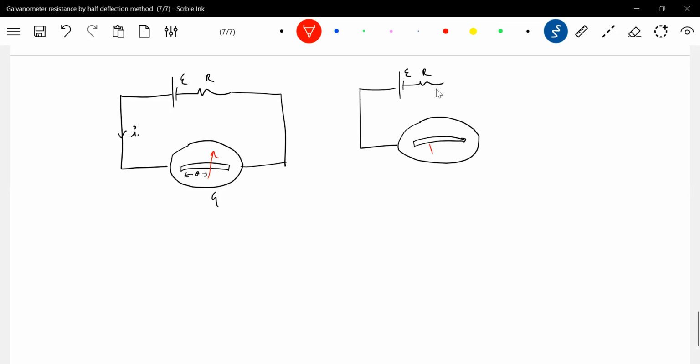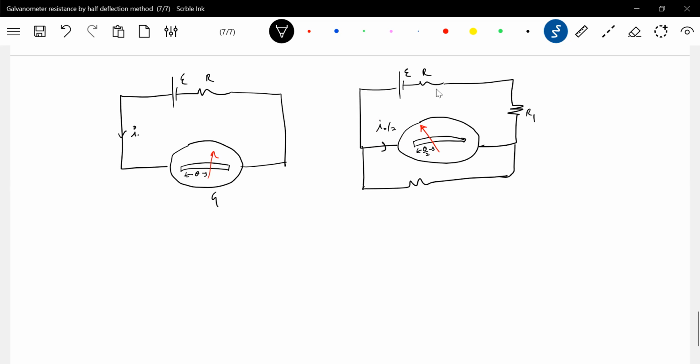Now I'm going to adjust this value in such a way that the deflection becomes theta by 2. So what is the current here? The current here should be I naught by 2. What was the earlier current through the galvanometer? I naught. Now it should be I naught by 2. For this, I can bring a resistor here and one resistor here.